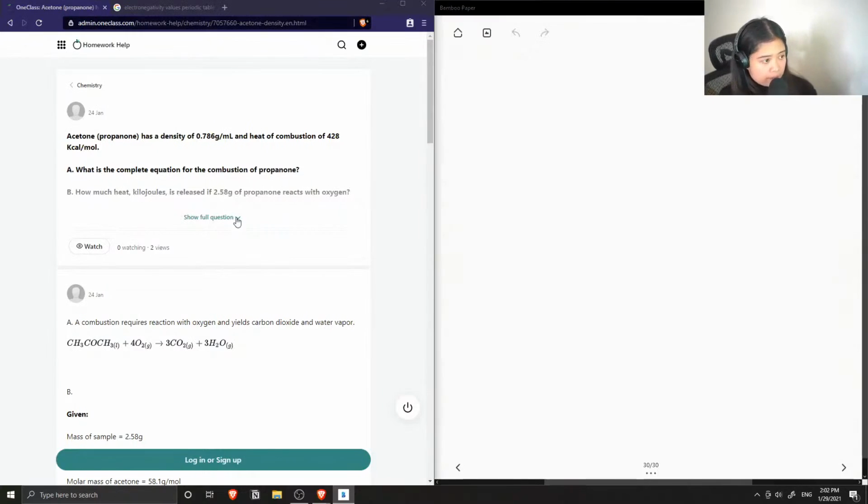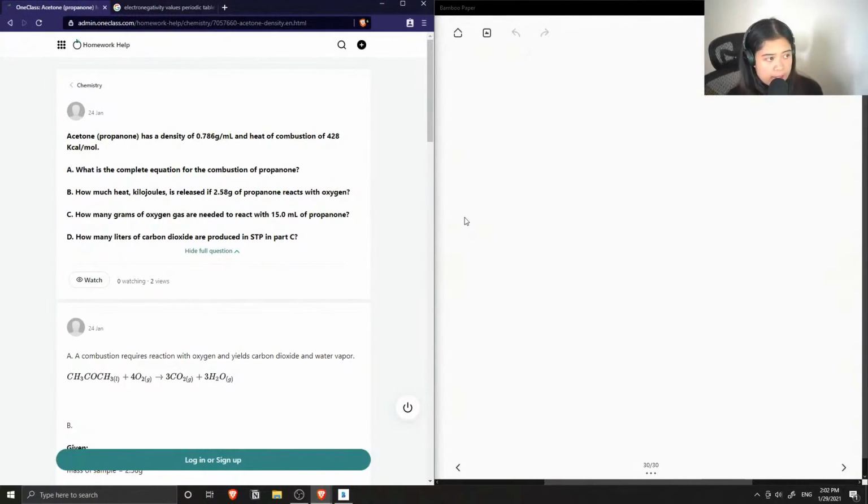Multi-step question. Acetone has a density of 0.786 grams per mL and a heat of combustion of 428 kilocalories per mole. What is the complete equation for the combustion of propanone? How much heat in kilojoules is released if 2.58 grams of propanone reacts with oxygen? How many grams of oxygen gas are needed to react with 15 mL of propanone? And how many liters of carbon dioxide are produced at STP in part C, so standard temperature and pressure?